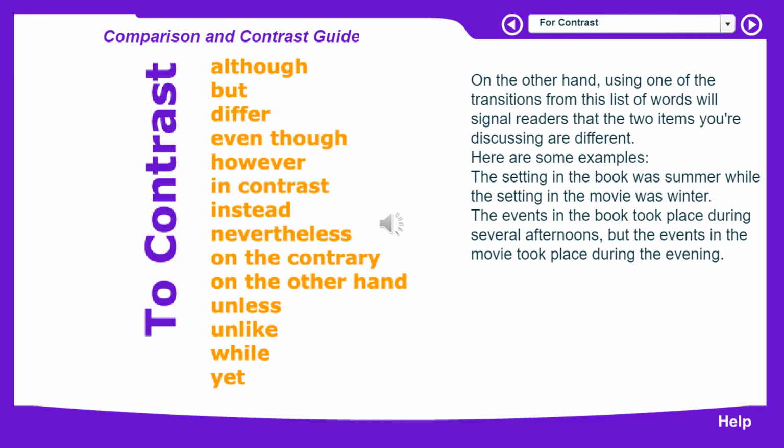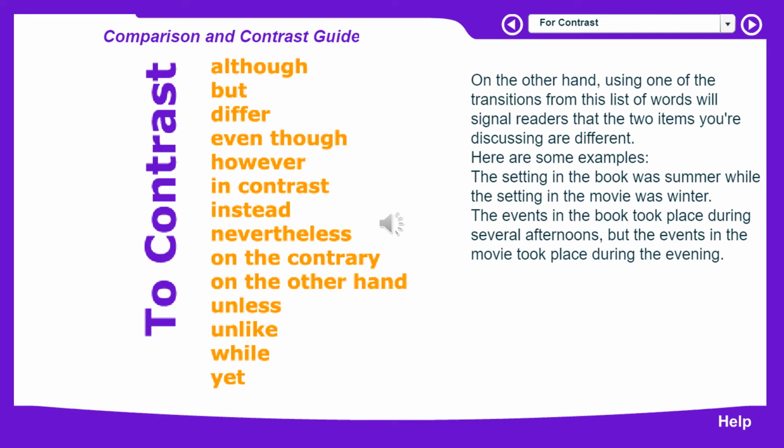There's also some words we would use to signal to your reader that two items are going to be different in your discussion. Here's some examples. The setting in the book was summer, while the setting in the movie was winter. The events in the book took place during several afternoons, but the events in the movie took place during the evening. So words to contrast are although, but, differ, even though, however, in contrast, instead, nevertheless, on the contrary, on the other hand, unless, unlike, while, and yet.